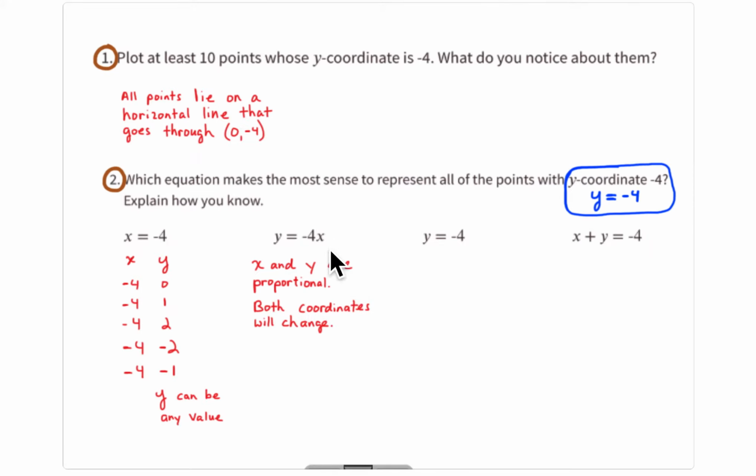The next equation is a proportional relationship. Y is equal to -4x. So this is a line that goes through the origin, 0, 0, and it has a slope of -4. And what it says is that the value of y is -4 times any value that you choose for x. So the value of the coordinate for y changes proportionally as the coordinate for x changes. Y is always -4 times whatever you choose for x. So x and y are proportional, both coordinates will change.